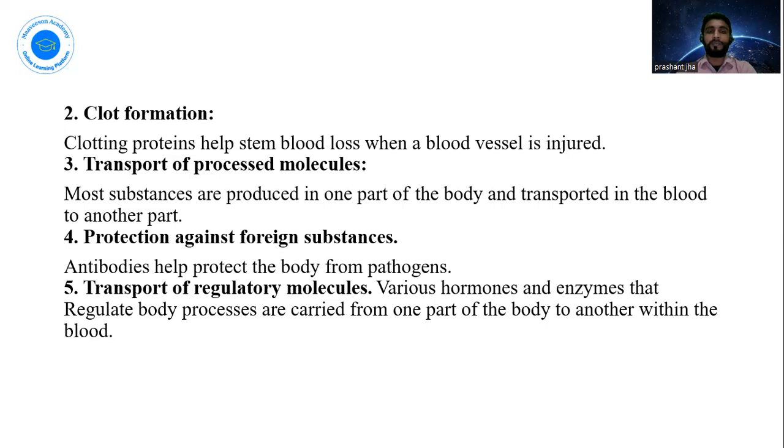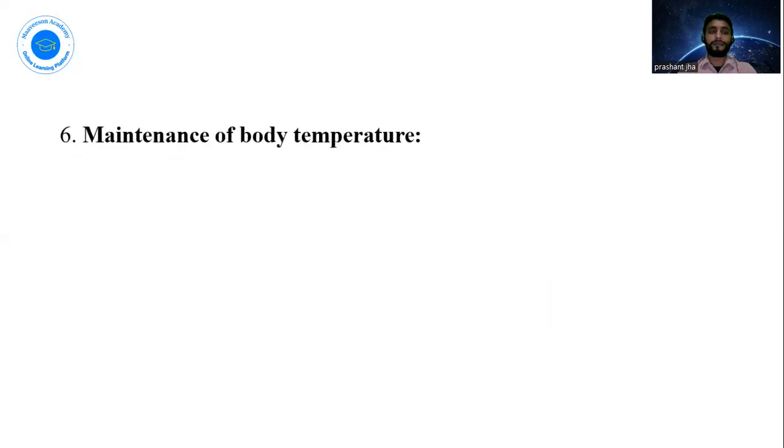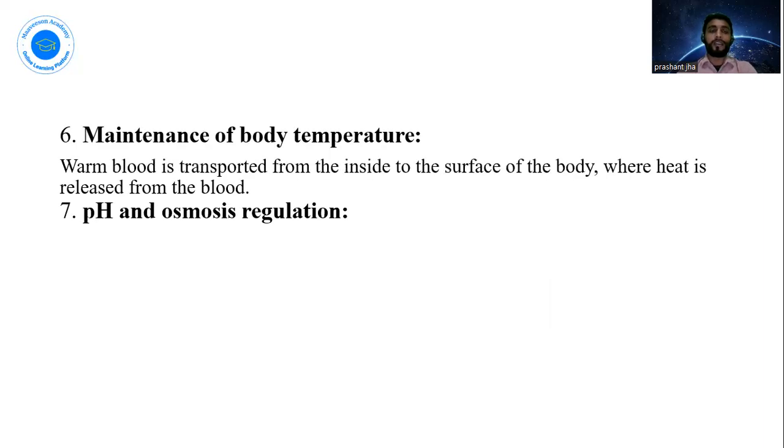Transportation of the regulatory molecules. Various hormones and enzymes that regulate the body process are carried from one part of the body to another within the blood. It also maintains the body temperature. Warm blood is transported from inside to the surface of the body where heat is released from the blood.